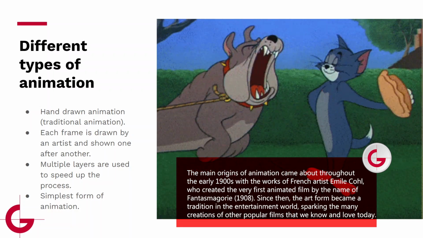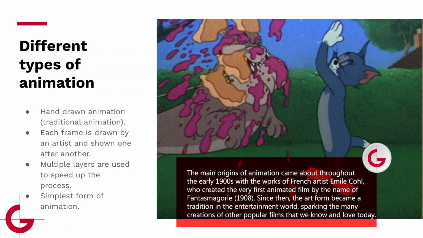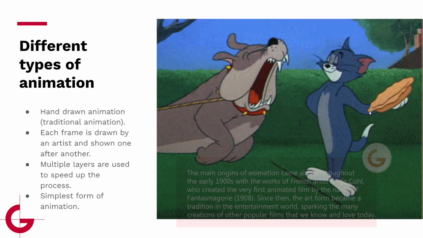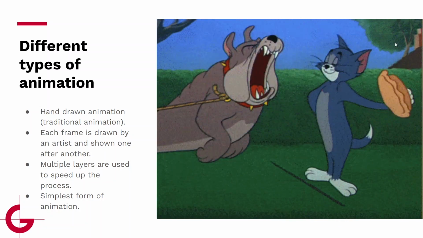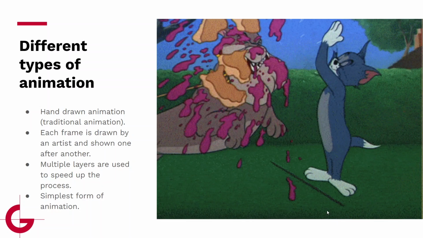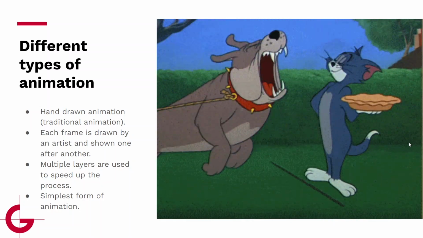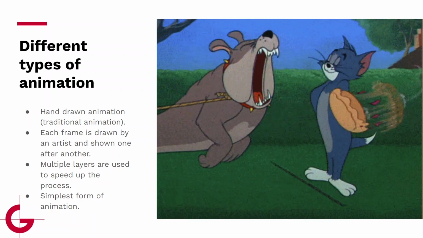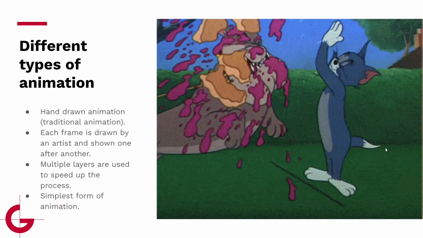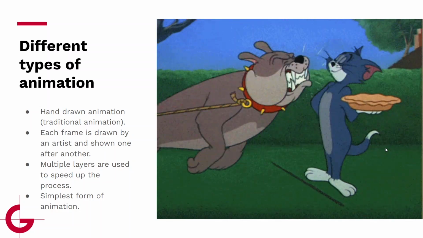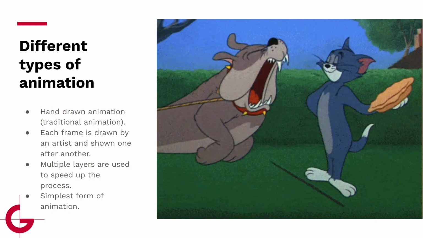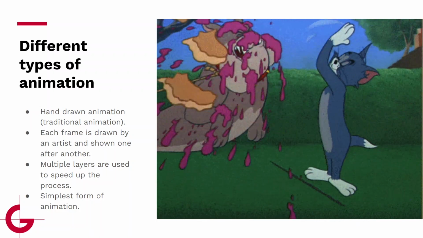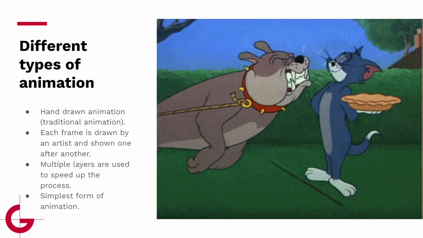Now, to speed up the process, they use multiple layers to show the animation. If you look at the animation here, the trees in the background and the ground are not moving. So they're on the background layer, and they don't have to be redrawn every frame. Only the action of the cat and the dog has to be redrawn every frame. That speeds up the process a lot. And of course, it is the simplest form of animation because it was how animation was invented in the first place.